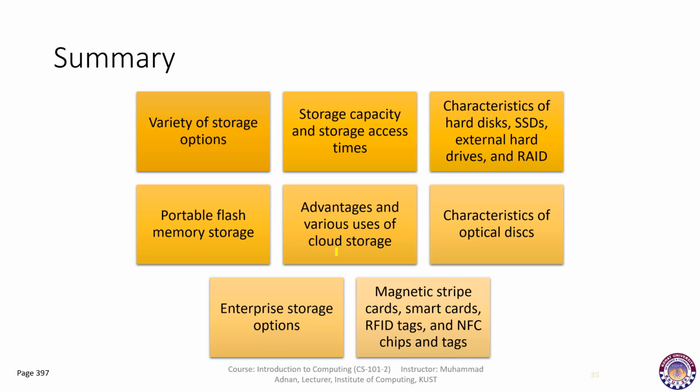So this is the summary of what we discussed in computer storage. We discussed a variety of storage options, storage capacity and storage access times. We discussed the characteristics of hard disks, solid state drives, SSDs being recommendable, external hard drives, and redundant array of independent disks. And then we also discussed portable flash memory storage, advantages of various uses of cloud storage, characteristics of optical disks, enterprise storage options, magnetic strip cards, smart cards, RFID tags, and NFC chips and tags. So with that, we come to the end of part 2 of the computer storage topic.